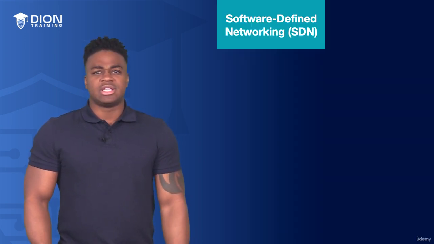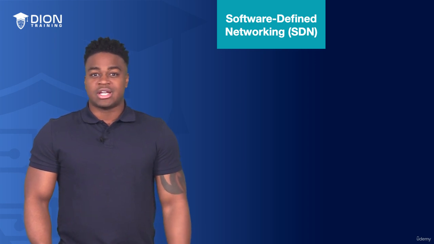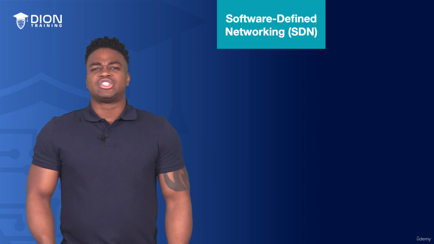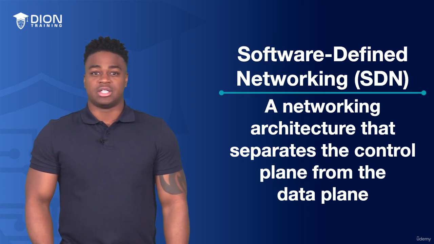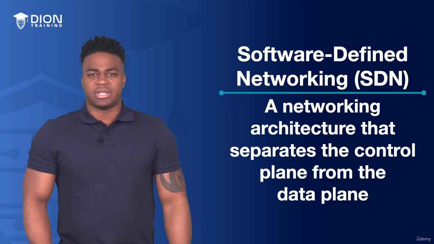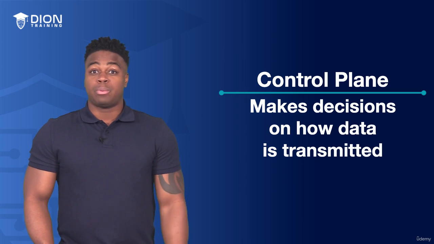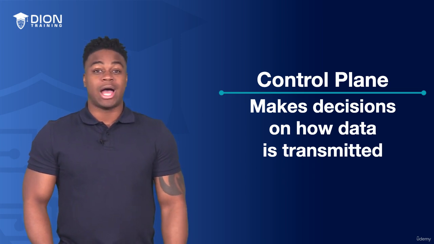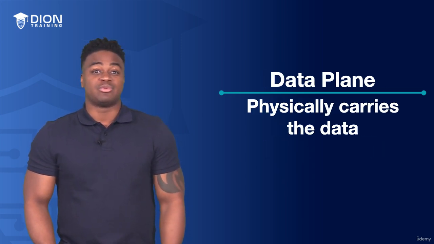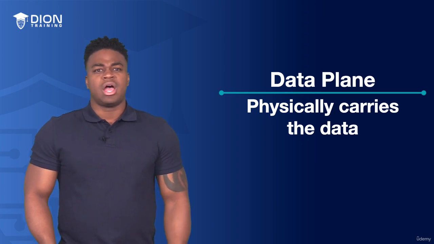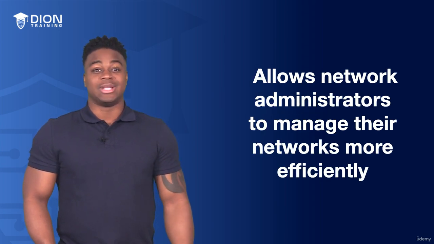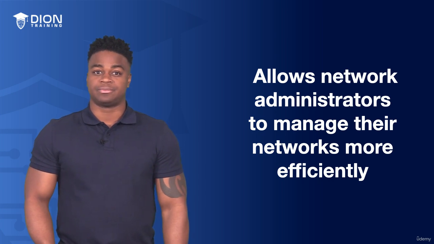Now, as we begin this section, we will cover a newer technology known as software-defined networking, or SDN. Software-defined networking is a networking architecture that separates the control plane from the data plane. Now, the control plane is the portion that makes decisions on how data is transmitted, and the data plane is what physically carries the data. The goal of software-defined networking is to allow network administrators to manage their networks more efficiently and flexibly.